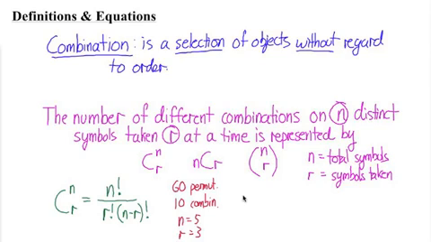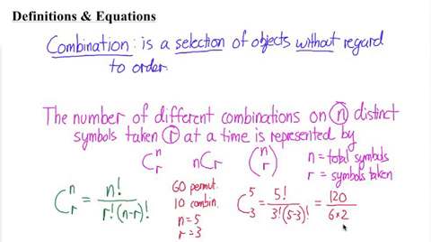Put into the equation, we have this notation, and we have 5 factorial over 3 factorial times 5 minus 3 factorial, which is just 2 factorial. Doing a little bit of math here, we can see that 5 factorial is 120, 3 factorial is 6, and 2 factorial is 2. So we have 120 divided by 12, which equals 10. And this is the number of combinations, distinct combinations that we have.